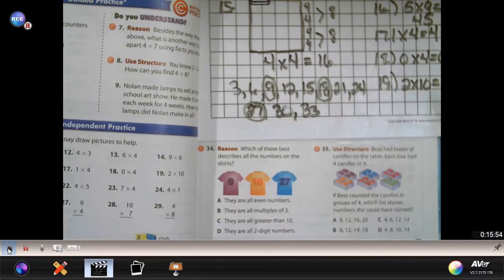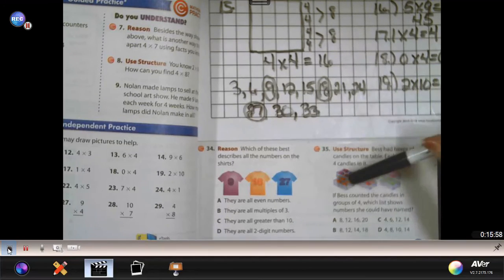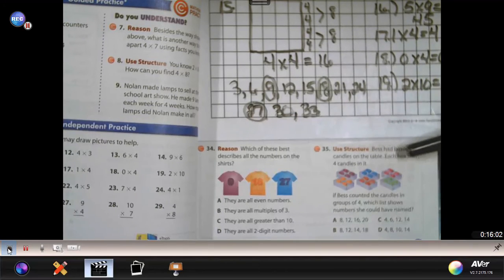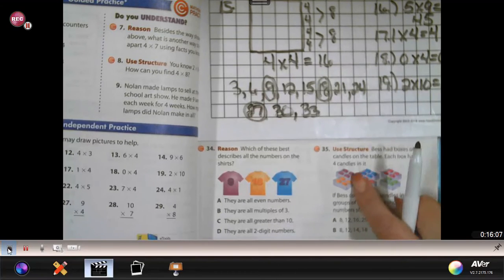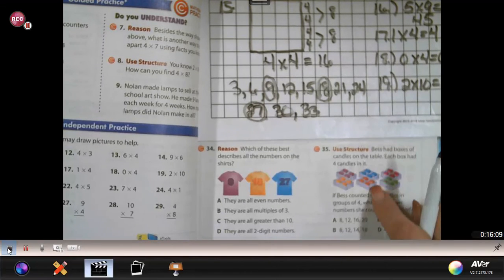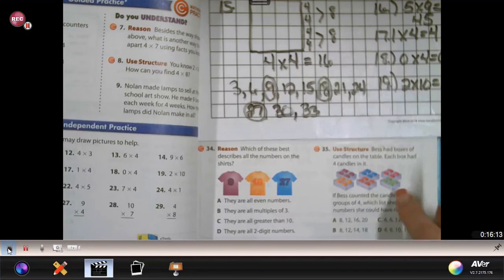This is about Bess. She had boxes of candles. There's 1, 2, 3, 4, 5, 6. There's 6 boxes of candles. That's groups. Each box had 4 candles in it. So that's 4 and 4 makes 8. Plus 4 more is 12. Plus 4 more is 16. Plus 4 more is 20. Plus 4 more is 24.